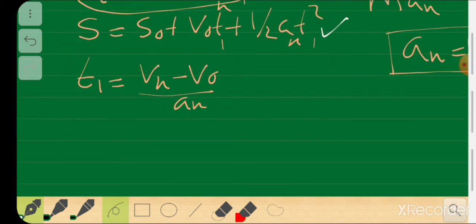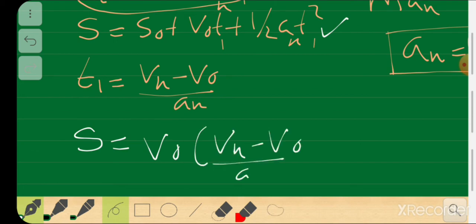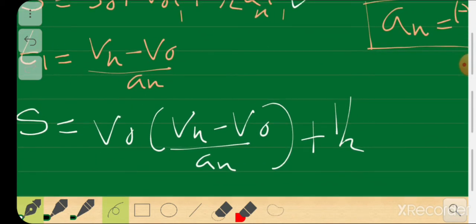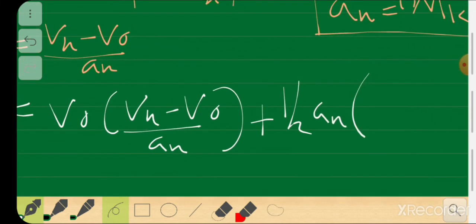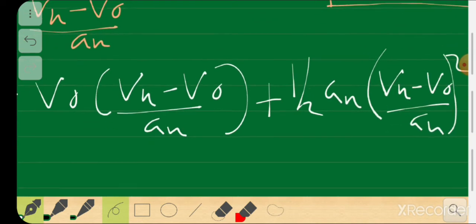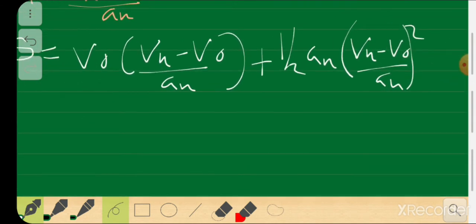So distance s, with s0 at the origin, will be 0. So v0 times t1, which is vx minus v0 divided by ax, plus half ax times vx minus v0 divided by ax, the whole squared, right? Now there come some cancellations. So s is equal to v0 times vx, minus v0. I'm going to cancel some things.